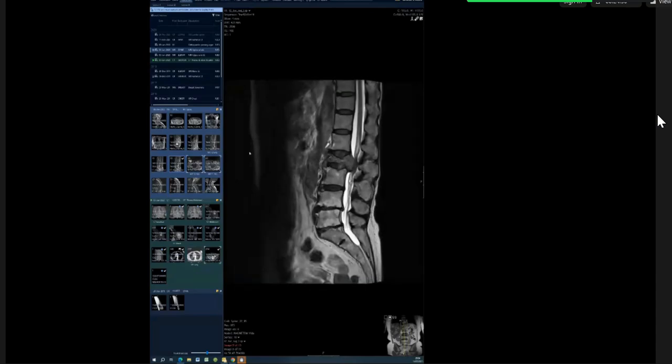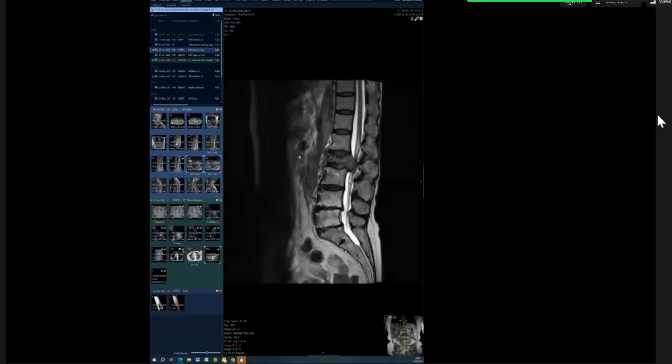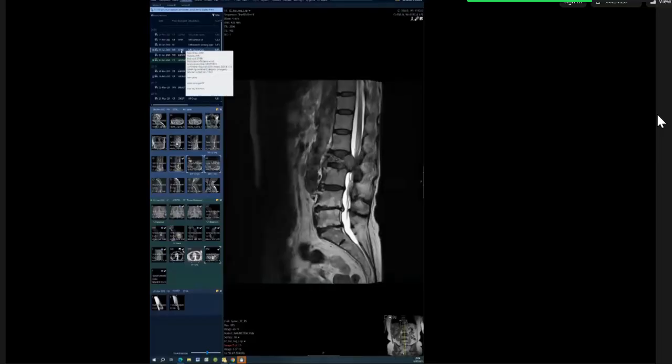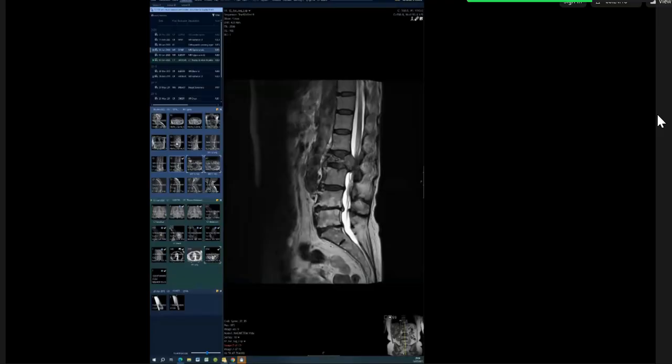This is on your reporting file, what do you want to do? Yeah, I will immediately communicate these findings to the referring clinician as there is severe compression of the spinal canal. So this patient needs urgent decompression of this mass lesion. Okay.